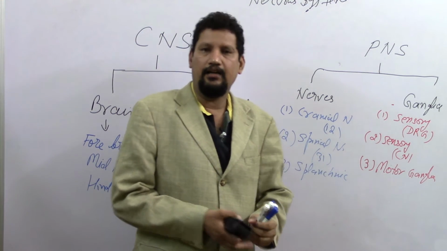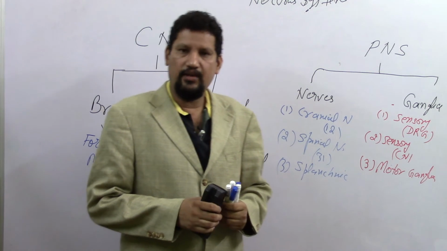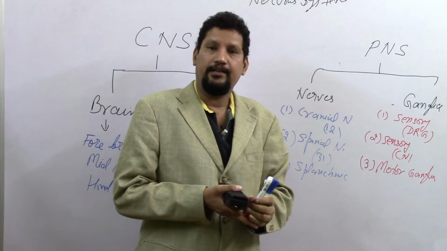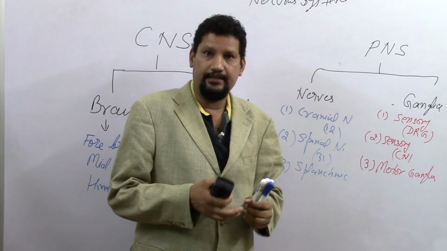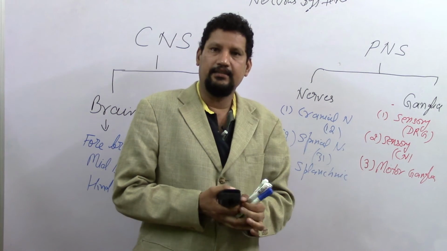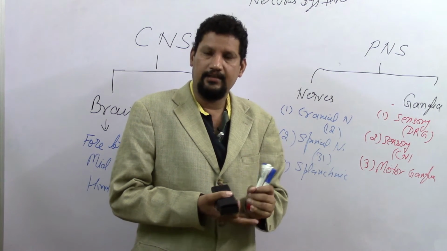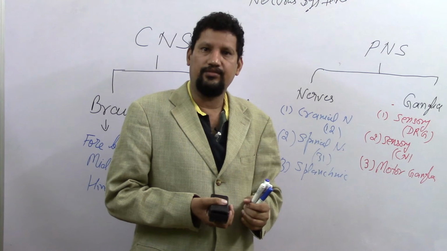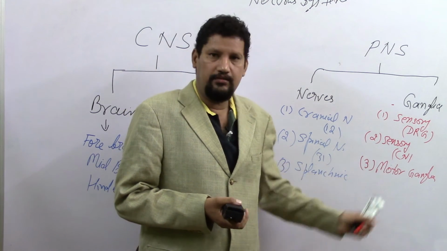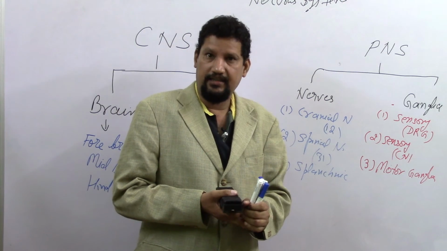Sensory ganglia are again of two types: one is the dorsal root ganglia and the other type is cranial sensory ganglia. The second type is motor, which has the autonomic neurons and is related to the postganglionic fibers of the sympathetic and parasympathetic nervous system.